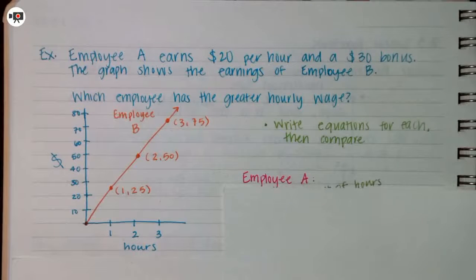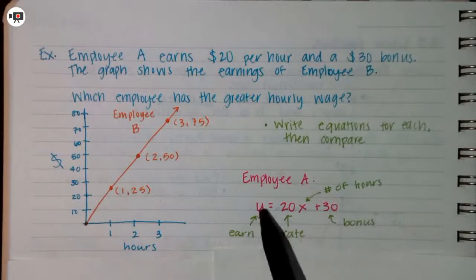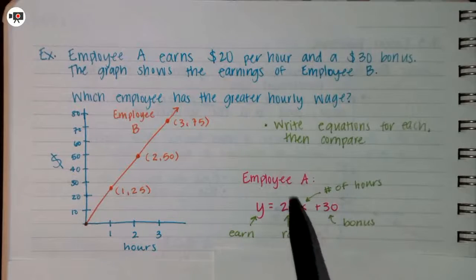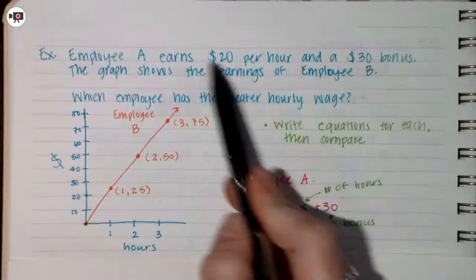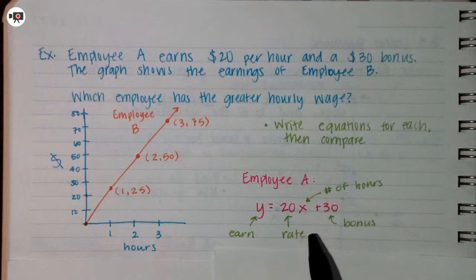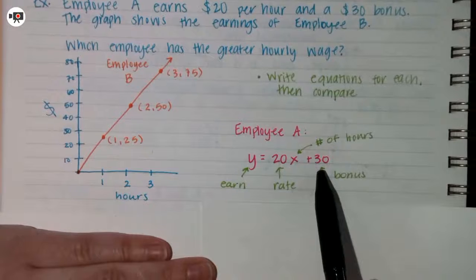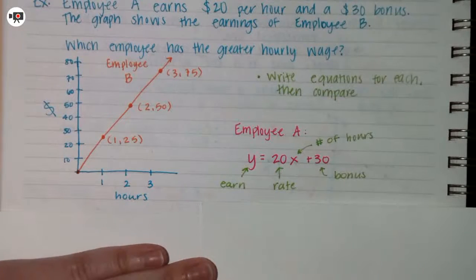So to answer the question, I'm going to write equations for each employee, then compare. So employee A, I'm going to have y, which is going to be how much they earn. 20 is the rate, that's what they gave me in the problem. X is the number of hours, and 30 is this bonus. So the 30 does not change for how many hours, it's just a one-time flat bonus.